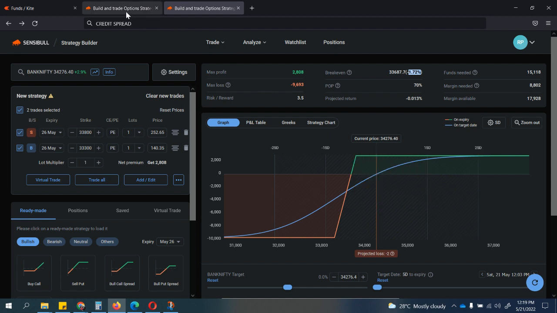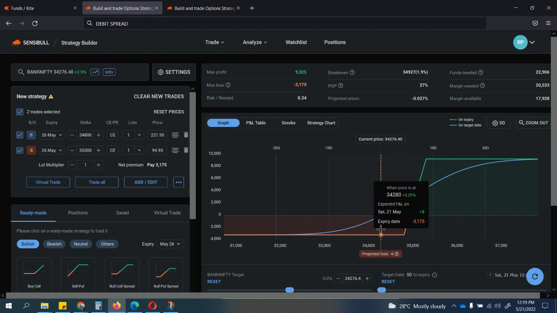But in debit spread, if the market stays where it is, you will get a loss of 3,175 on the expiry day. Check the black box. Even if the market goes like 1% on the expiry, you will still have 3,175 as the loss. Even if it goes to your break even, still you have a loss of 3,175. Even if it goes like 1.82%, still you have a loss of 675 on the expiry. Don't look at the green color, look at the expiry.